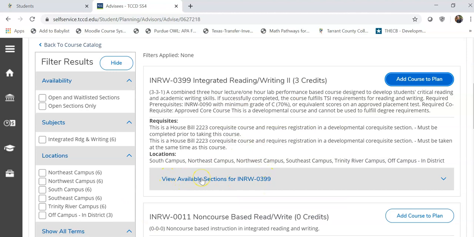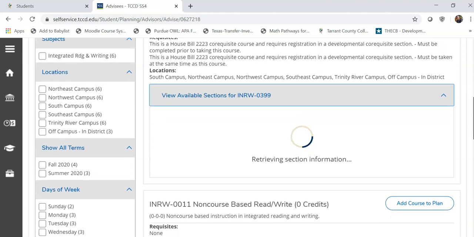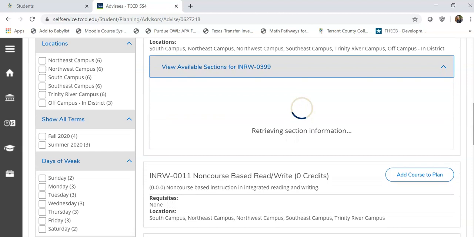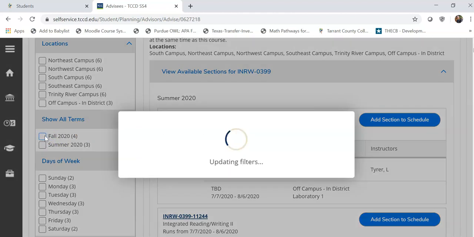Now, when you want to actually pick your class, you need to click on View Available Sections. Sections, that's just a fancy word for class. It's college talk. The time you say sections, that's what it is. So it's going to populate what the available sections are. If you do not filter by campus, it's going to default to my home location, which is the South Campus. And you see summer has been posted right here. And then if you wanted to look at fall, then you can filter by the fall courses that start in August.